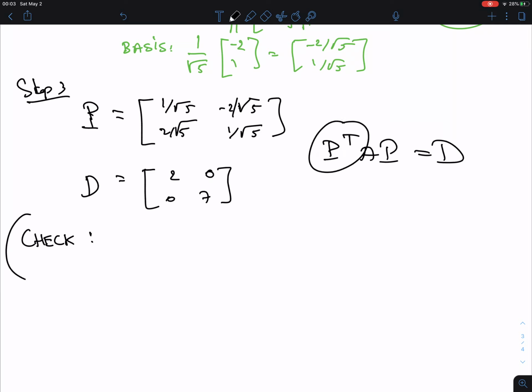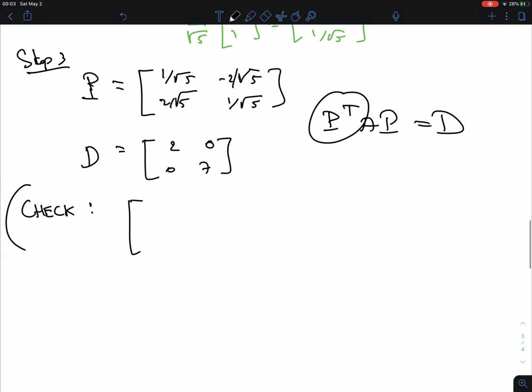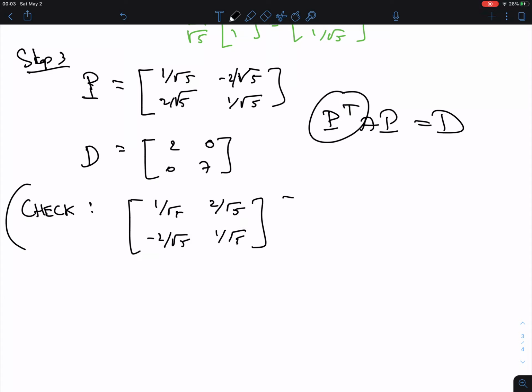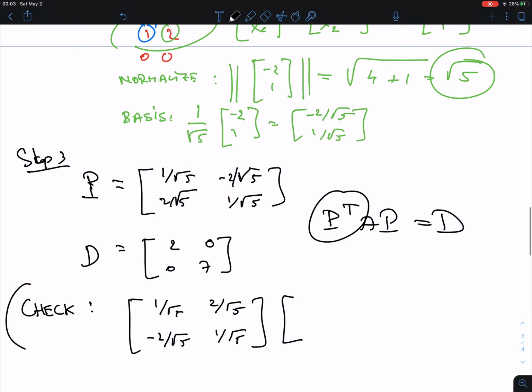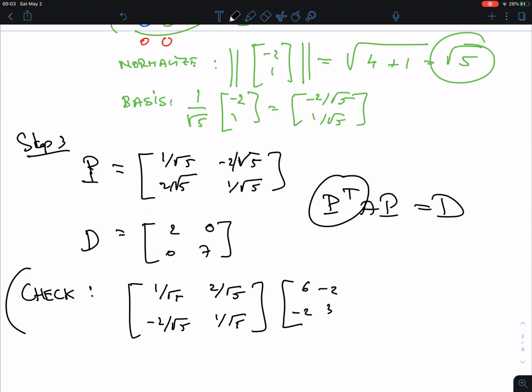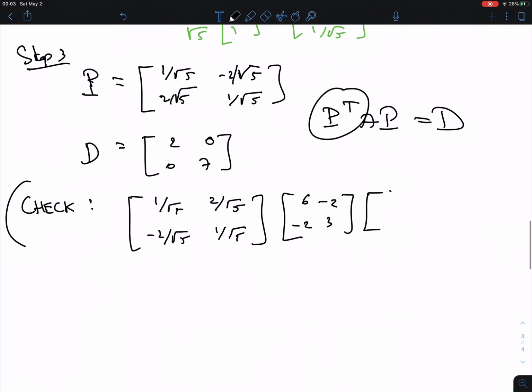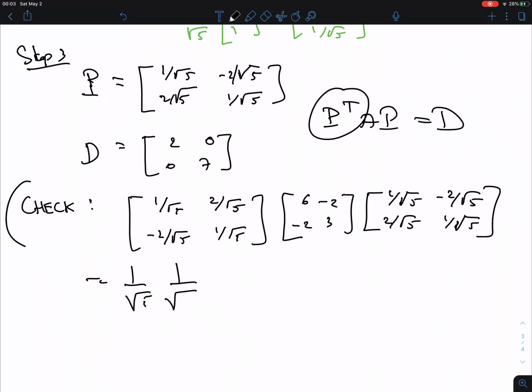Remember, I write transpose here because normally it's inverse, but we have an orthogonal matrix, so that's what it comes to. So the transpose of this matrix is 1/radical 5, -2/radical 5, 2/radical 5, 1/radical 5. Then we have A itself, which I kind of forgot what it was: 6, -2, -2, 3. And then P itself, 1/radical 5, -2/radical 5, 2/radical 5, 1/radical 5. So again, I'm going to put the radical 5s out, both of them. That makes it much easier to work with these things.